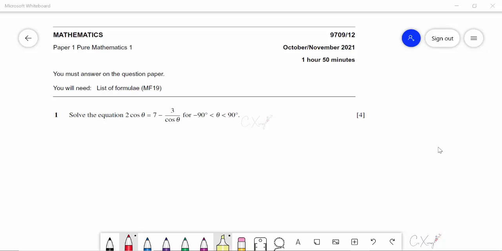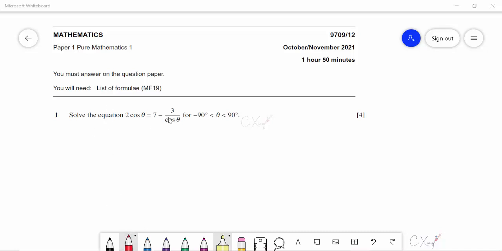Alright, so this is the paper for Pure Maths 1, October/November 2021, paper 1, 2. Okay, so let's have a look at question number 1. They want you to solve this equation for theta from negative 90 to positive 90.